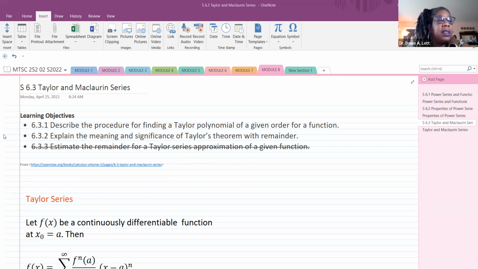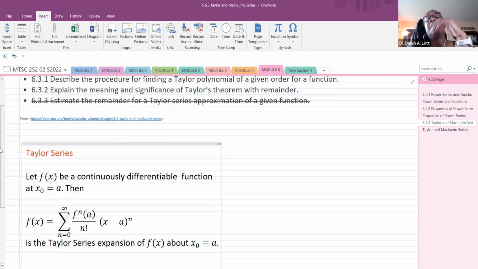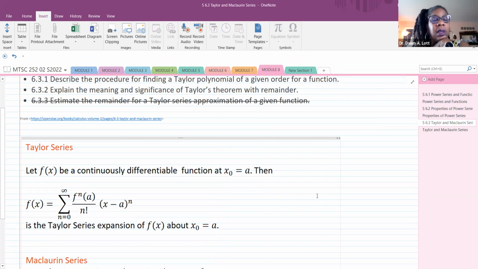Okay, so what is a Taylor series? A Taylor series happens to be a continuation of a power series. It is indeed a power series. And we can start off with a continuously differentiable function, f of x. I need it to be continuously differentiable or it's eventually going to stop. So we want a continuously differentiable function if we want it to be a series.